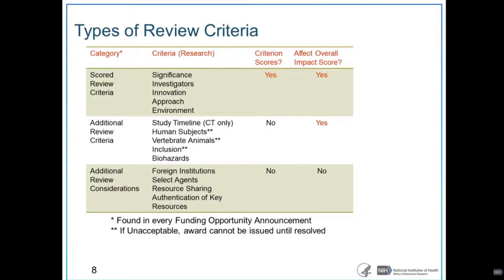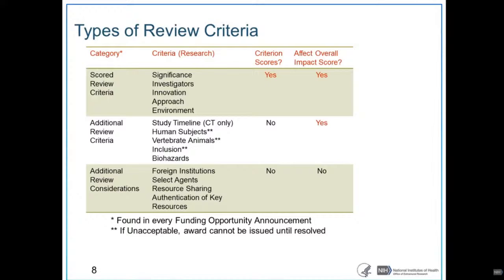The second category, additional review criteria, also can affect the overall impact score, but these are invoked based on the work proposed in the application. So study timeline is applied to clinical trial applications, and protections of human subjects, vertebrate animals, inclusion across the lifespan, and biohazards are included in the review if the application involves human subjects or vertebrate animals or biohazards.